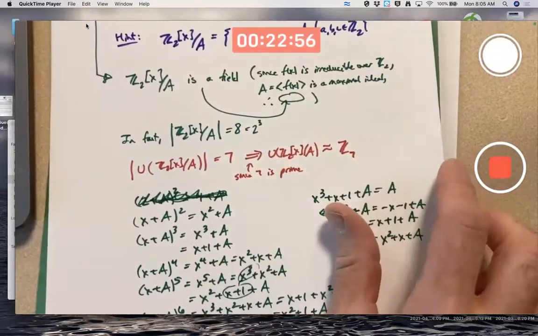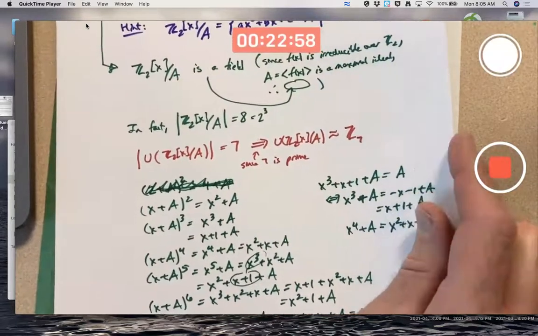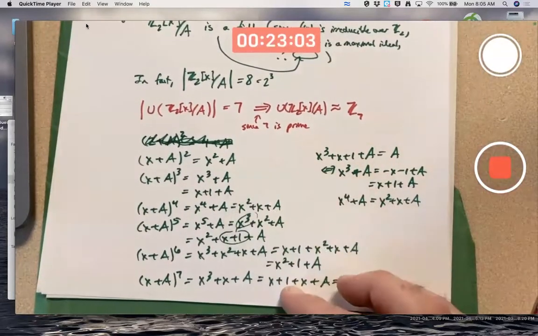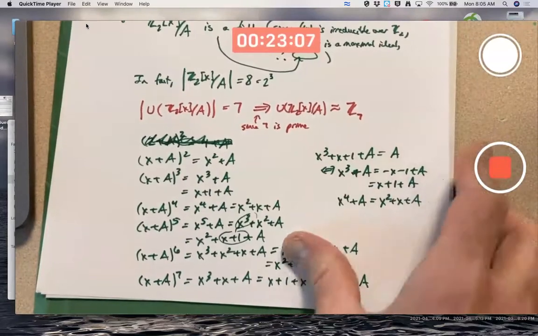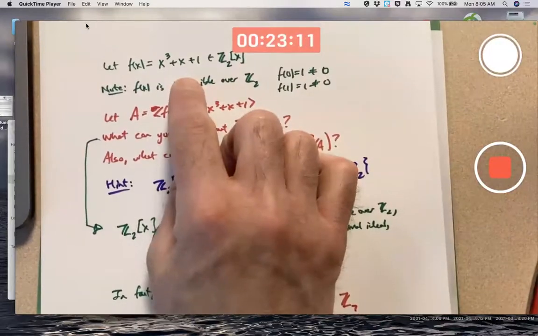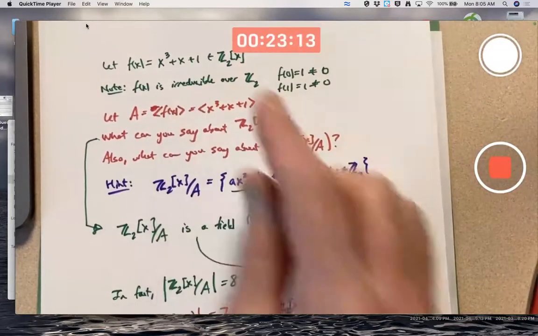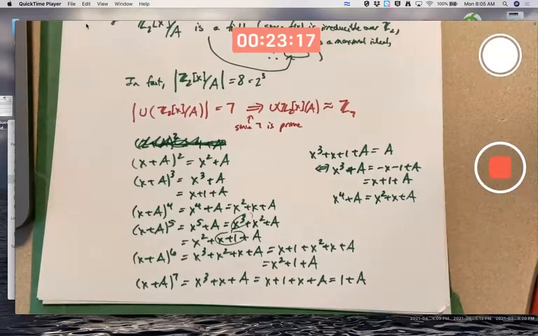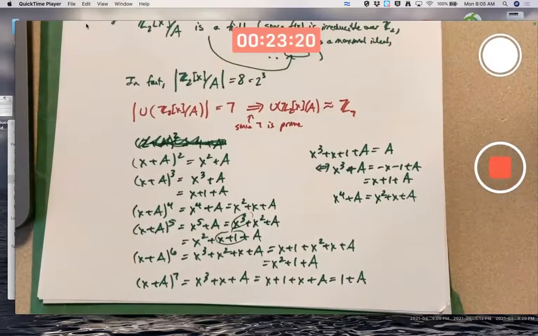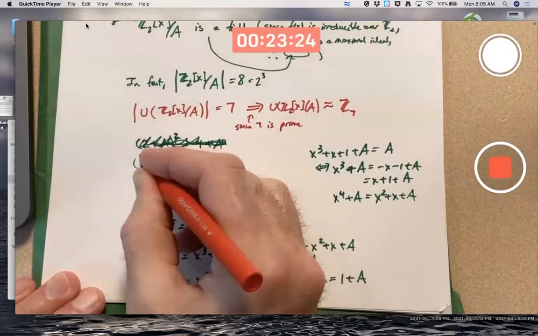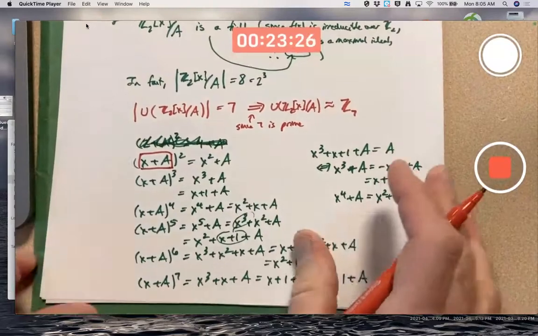That's kind of a strange thing to think about, actually. I mean, the elements of this field are things like this. I'm asking, are any of those things roots, zeros of this polynomial? The answer is yes. And at least one root is going to be this element here, x plus a. Let's see if we can figure out why.